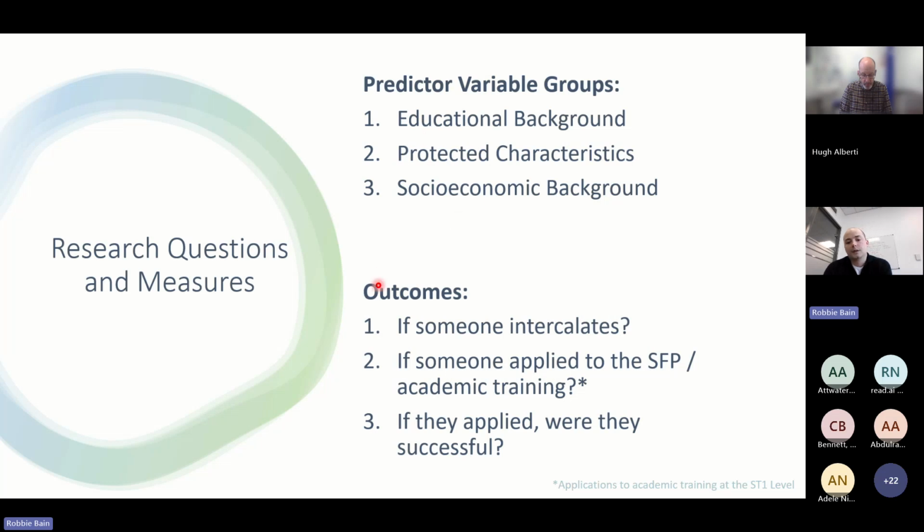And we had 5 main outcomes in this: if someone intercalates, if someone applied to the SFP, and then if they applied, did they get in? And then again for the ACF. So if they applied to an ACF, did they get in?